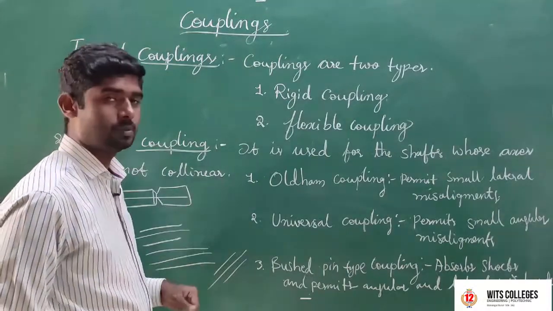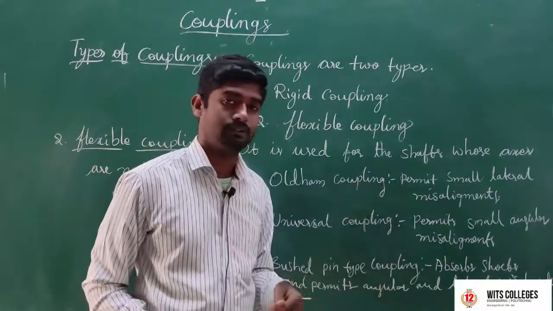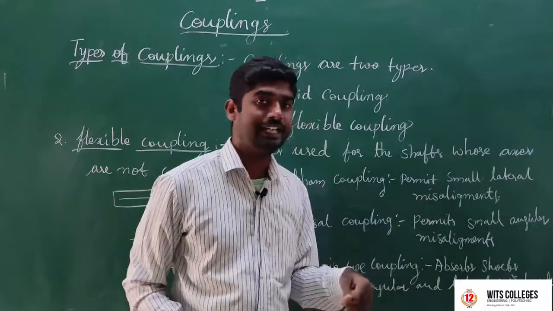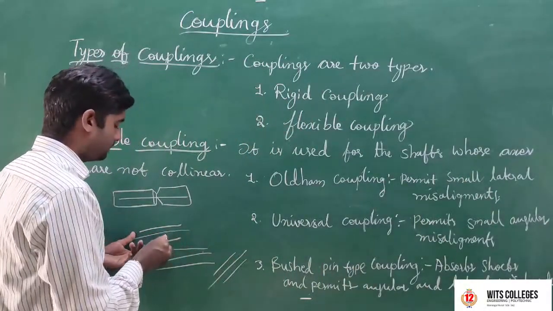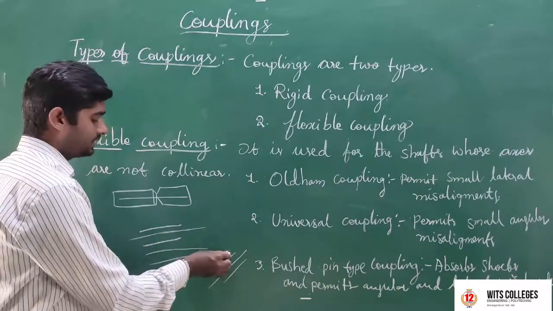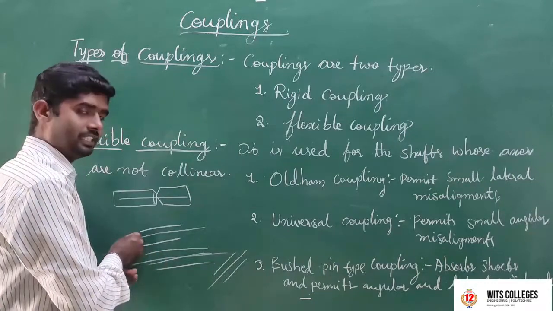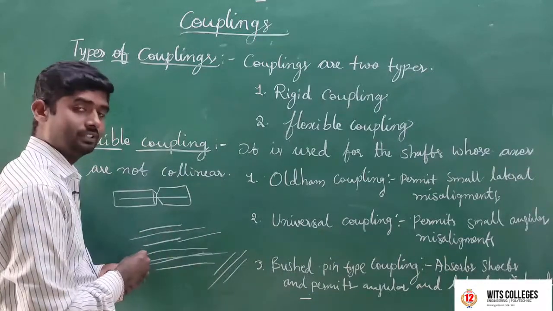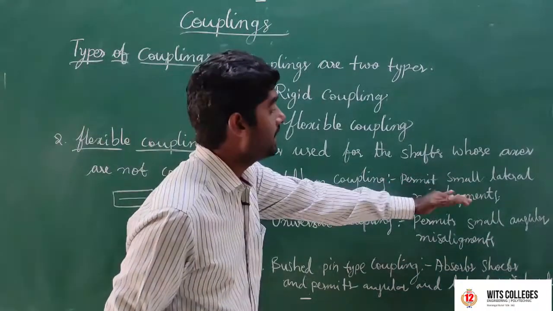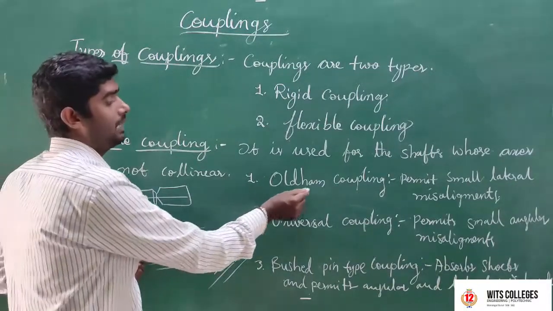Flexible couplings are divided into three types. One is the Oldham coupling, which permits small lateral misalignments. Lateral misalignment, like this: suppose this is one shaft and this is another shaft. These two axes are parallel, but some misalignment is there. The Oldham coupling permits small lateral misalignment.